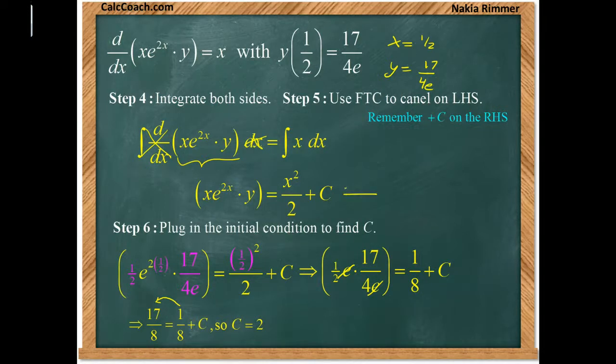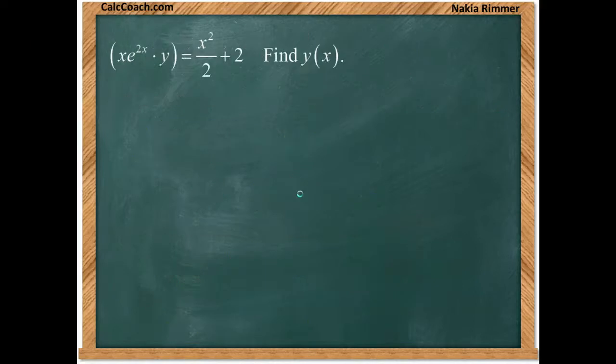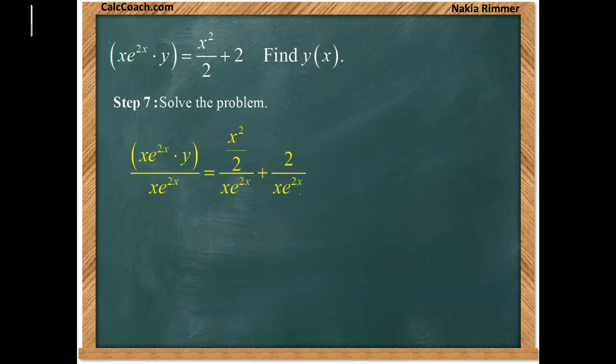So go back to our current state of the problem and replace the C by 2. And then we go to the last step in the process, which is for us to answer the question that's being asked, and that is to find the function y. y is being multiplied by x e to the 2x. We'll divide by it. Leaves us just with y on the left-hand side.